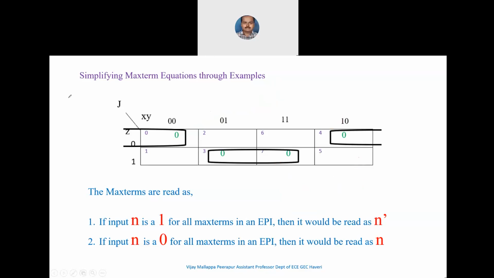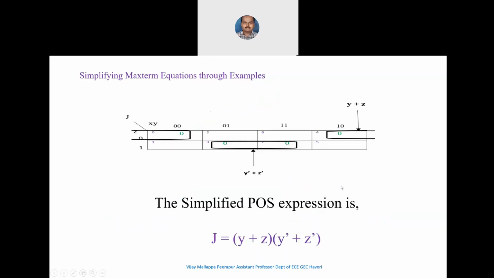So what is the expression we have for this one? The simplified expression, what do we have? J is equal to y or z, y bar or z bar. Everyone understood this one? Any confusion? How do you read the max terms here?